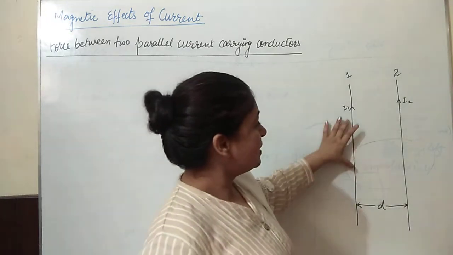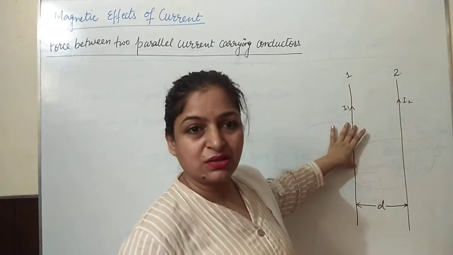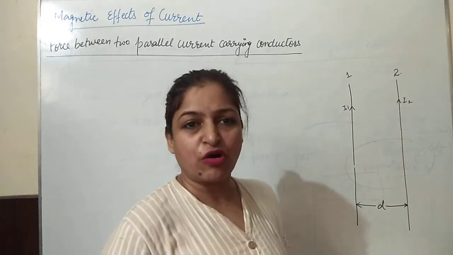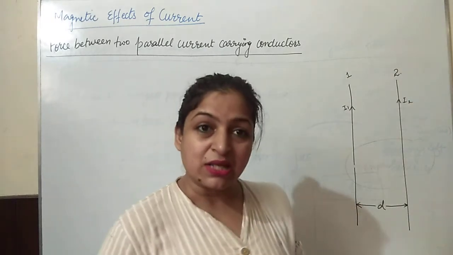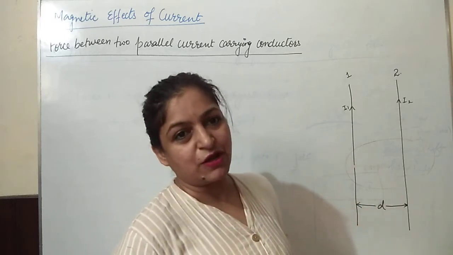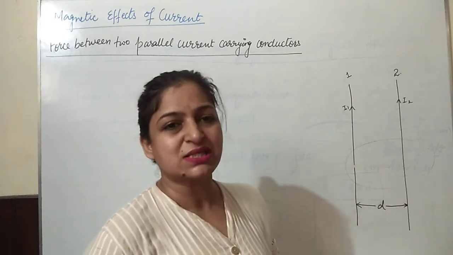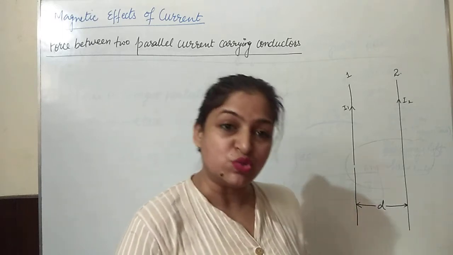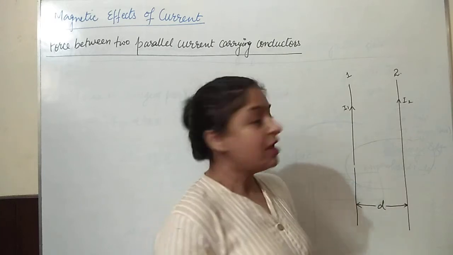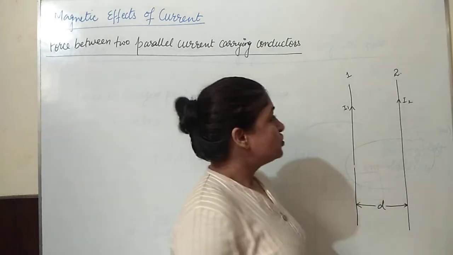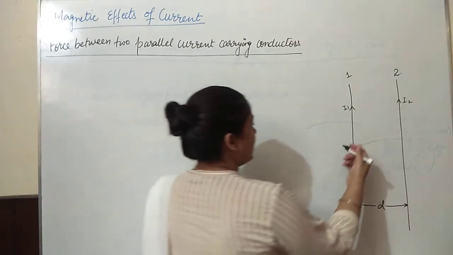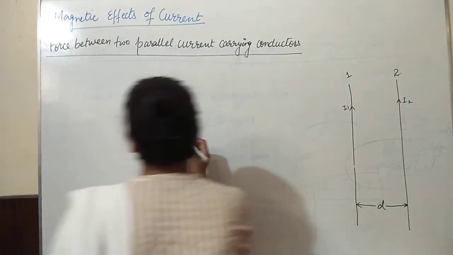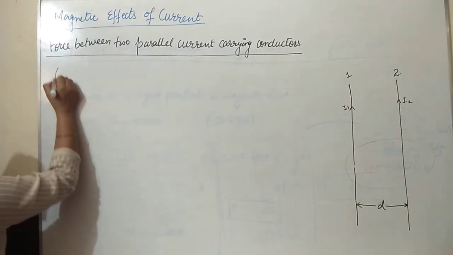So if you want to find the force on conductor 1, we'll consider that it is placed in the magnetic field of 2, and if a current carrying conductor is placed in a magnetic field, obviously some magnetic force is exerted on it. So now let us derive what force is exerted between these two parallel current carrying conductors. Let us see the directions also. Conductor 1 is placed in the magnetic field of 2.